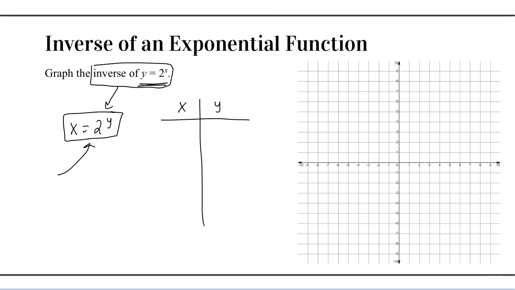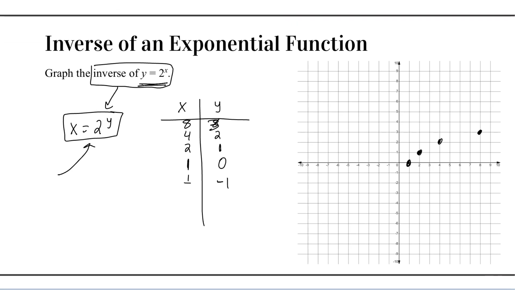For example, if I plug in a value for y of 0, 2 to the 0 tells you that x has to be 1. If we plug in 1, then 2 to the 1 equals 2. If we plug in 2, we get 4 for x. If we plug in 3 for y, we get 8 for x. So far we're seeing these ordered pairs on the graph: (8, 3), (4, 2), (2, 1), and (1, 0).